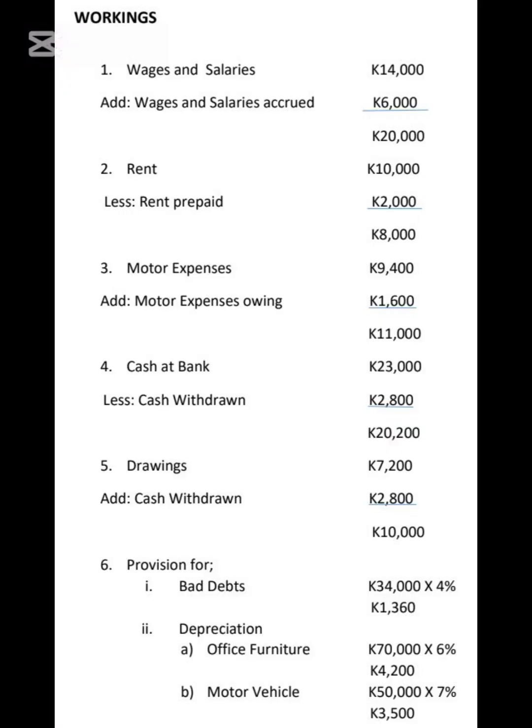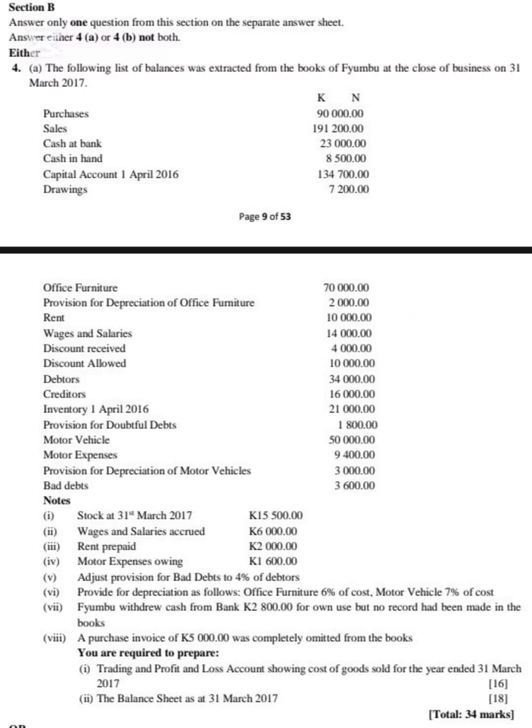Then we have cash at bank. So under the adjustments, we are saying that Fyombo withdrew cash from the bank 2,800 for own use, but no record had been made in the books. So Fyombo, the owner of the business, withdrew cash from the bank, but they did not make an entry. So now it is up to us to make the correct entry in the books.